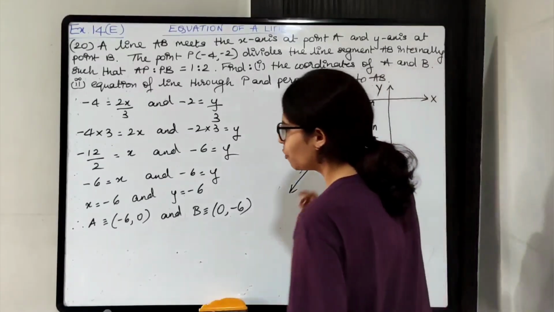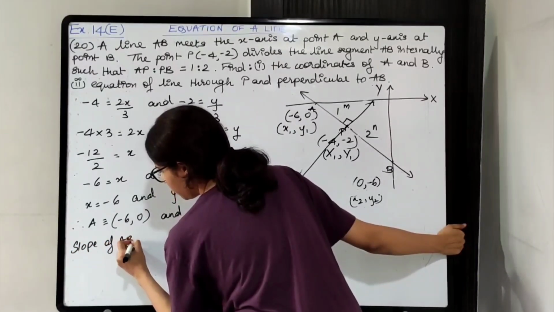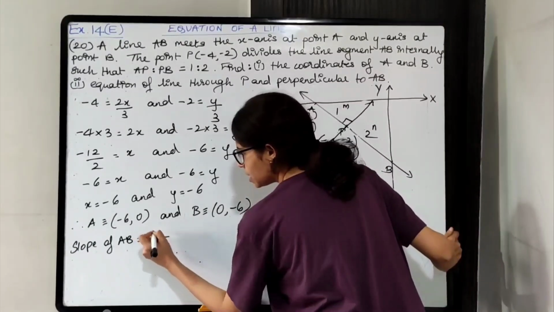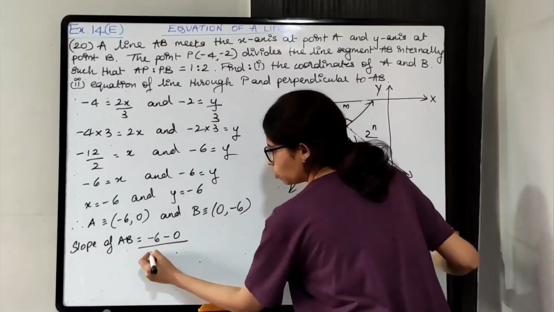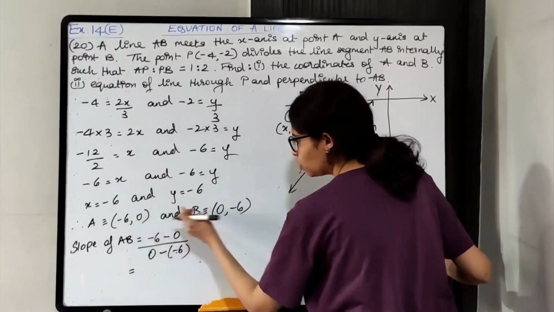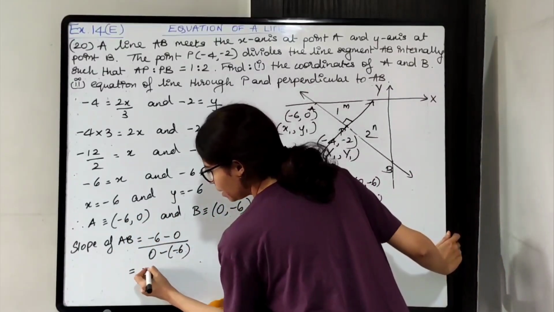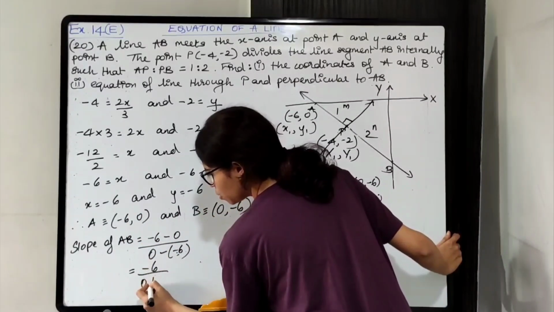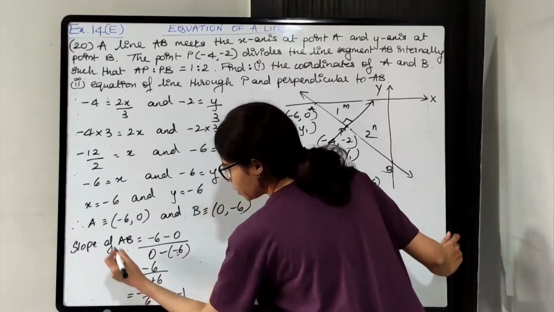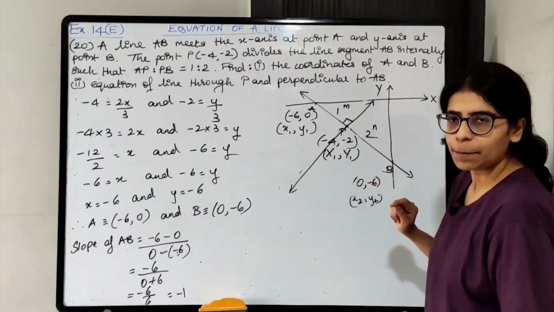Okay, so slope of AB: subtracting the y coordinates first, -6 minus 0 upon 0 minus (-6). You can go the other way around also, 0 minus (-6) upon -6 minus 0, that way also it's correct. -6 upon, this becomes plus, so -6 upon 6 gives -1. So slope of AB is -1. Okay, we'll find the slope of the line perpendicular to AB.